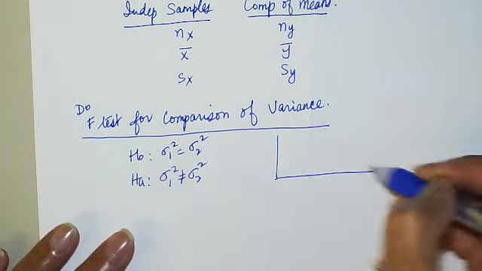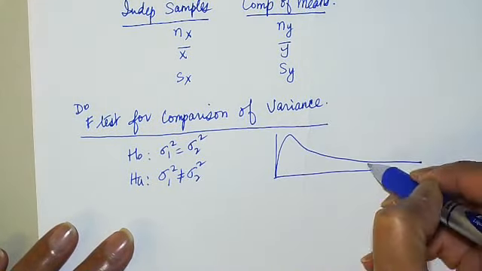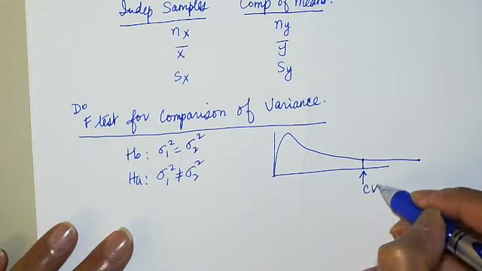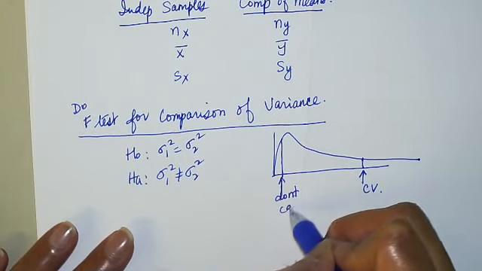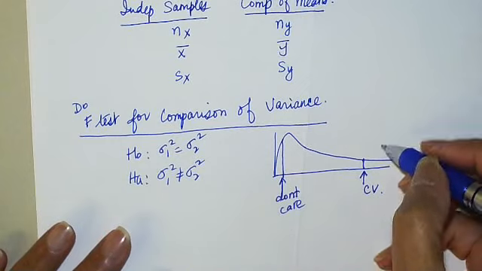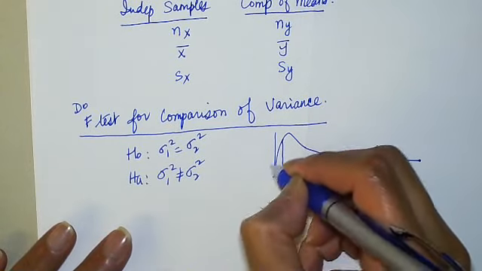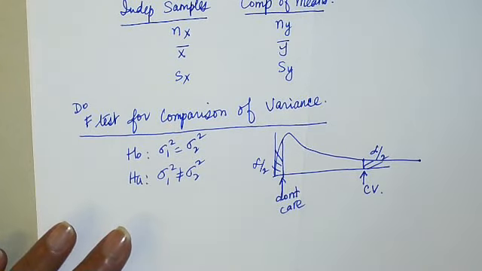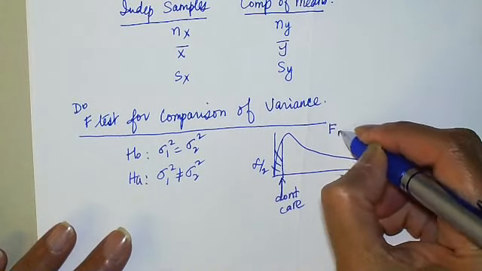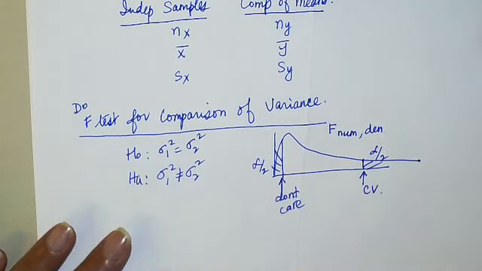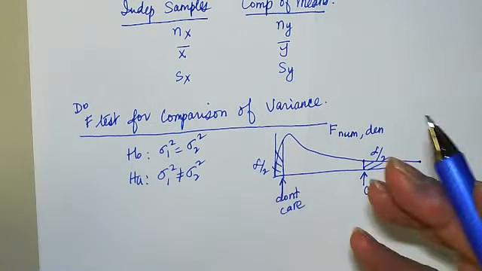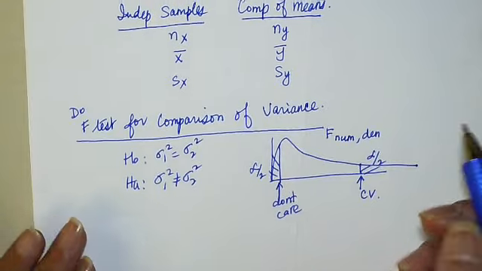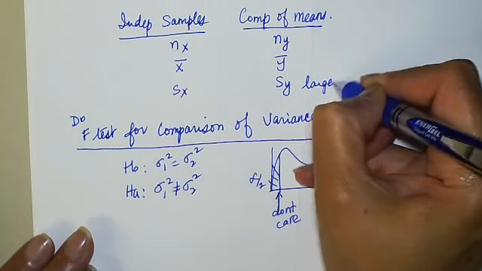Do an f-test for comparison of variance. F-test for comparing variances. So it goes h naught: sigma 1 squared equals sigma 2 squared, ha: sigma 1 squared not equal to sigma 2 squared. This test will always be two-sided. F looks like this. You only care about the right critical value. You don't care about the left critical value.